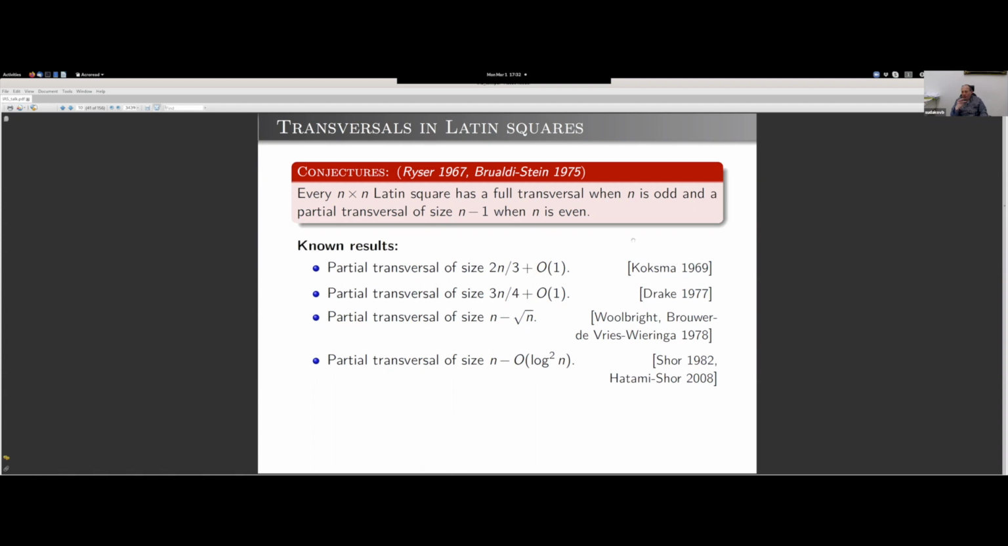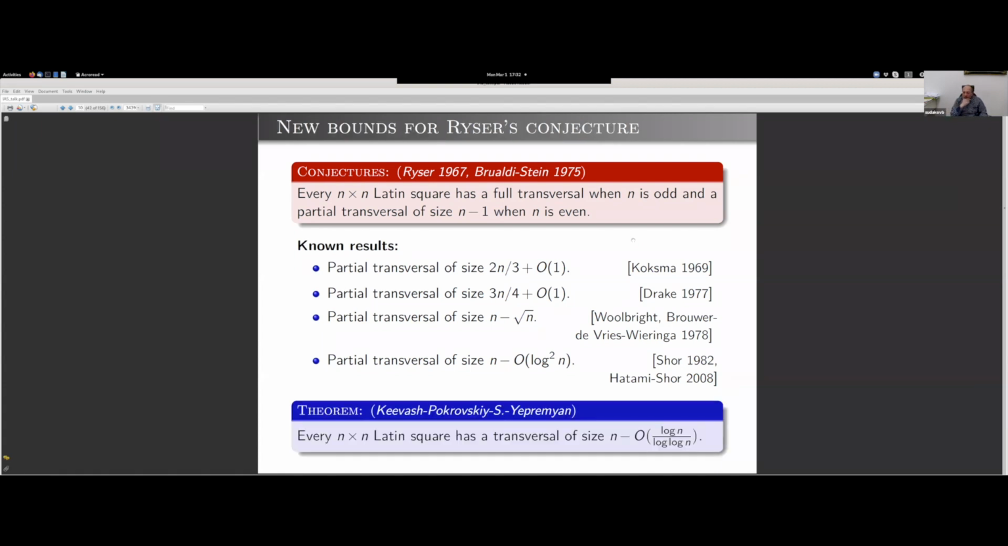The original proof of Shor had a certain small bug in it, which was later rectified using the same ideas by Hatami and Shor, which is why I give two names here. Our first result, which I want to present, is an improvement of the Shor and Hatami-Shor bound. What we can prove is that we can reduce the error term roughly to the square root of the original one, roughly to log n.